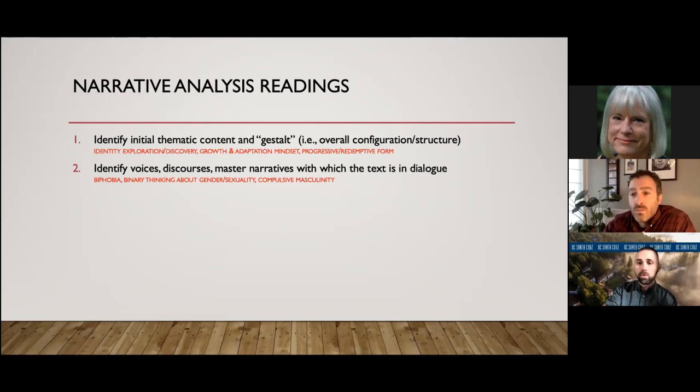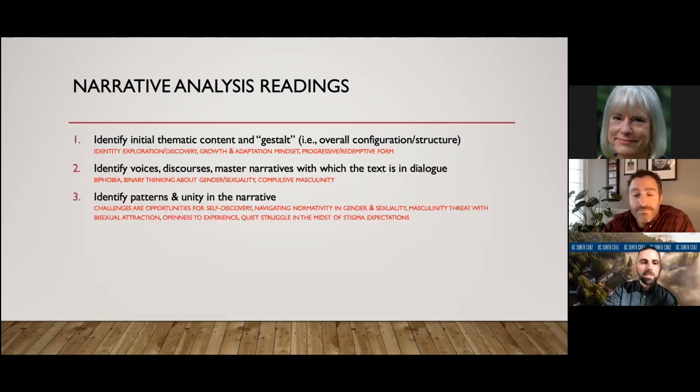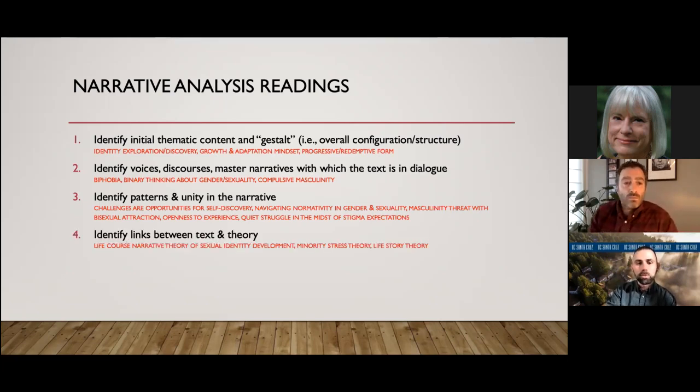We're talking Phil, you're down to 3 minutes. Okay, I'll be really quick then and say that the third reading is about identifying patterns and unity in the narrative. This is where we do more thematic analysis, refining what we found in the first phase, right? And so those are some examples with Luke.